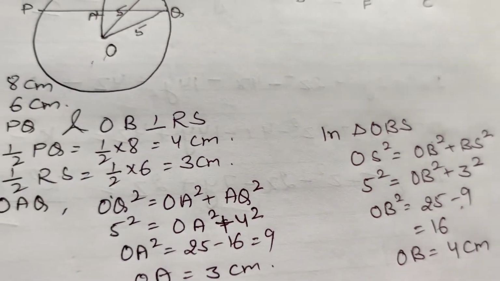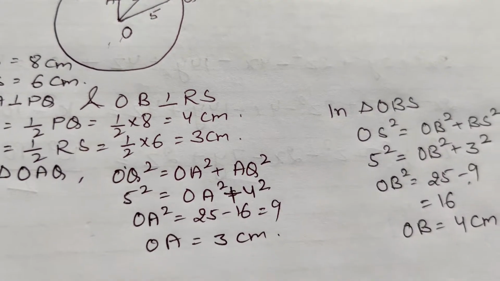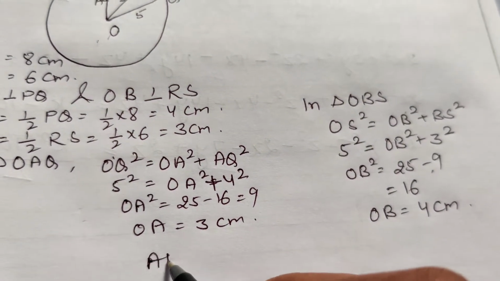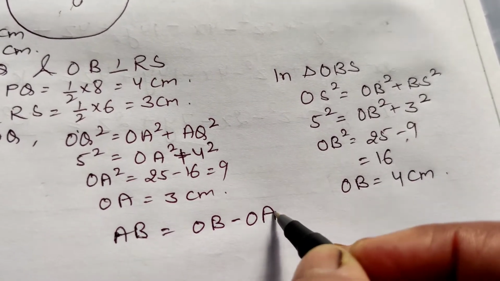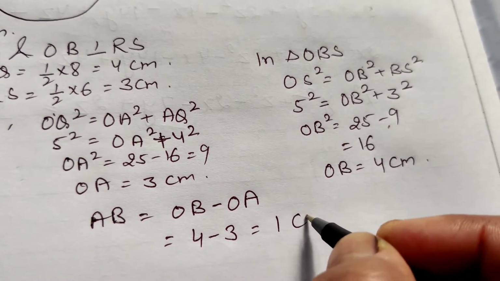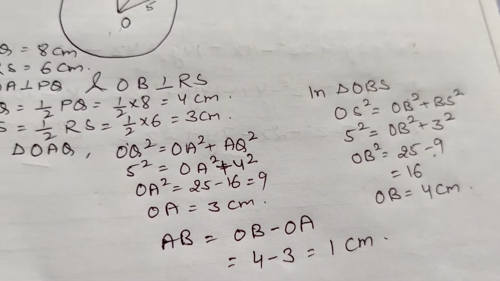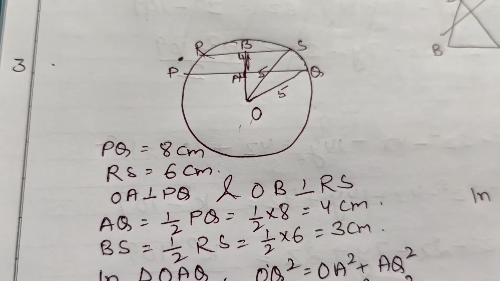Find the distance between them. It means AB. We have to find the distance AB. And AB equals OB minus OA, 4 minus 3, which is 1 centimeter. This is the distance between the two chords PQ and RS.